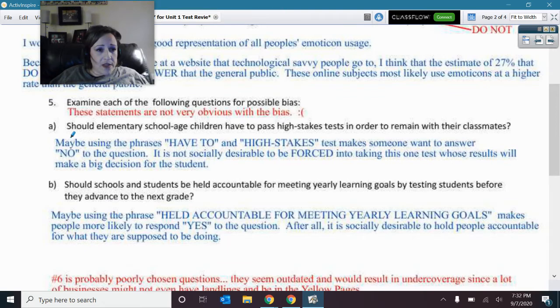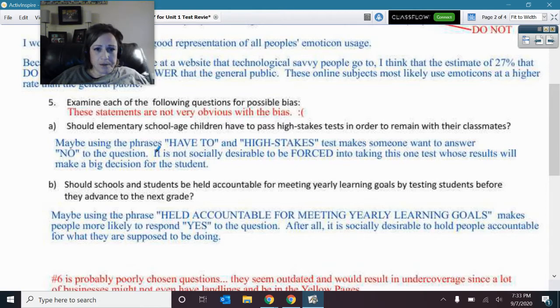Okay. So on this one, should school age children have to pass the high stakes test? Those are the keys that I think are probably making this a little biased. First of all, having to implies being forced to, and that's kind of an undesirable thing. And it's high stakes, so that's telling the people with this one test, it's high stakes. Poor little old school age elementary children are having to have their fate revealed by the course of one test. So people are probably going to be more likely to answer no based on the way this question was worded.